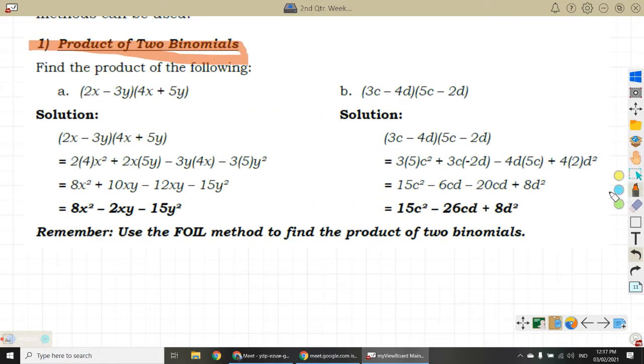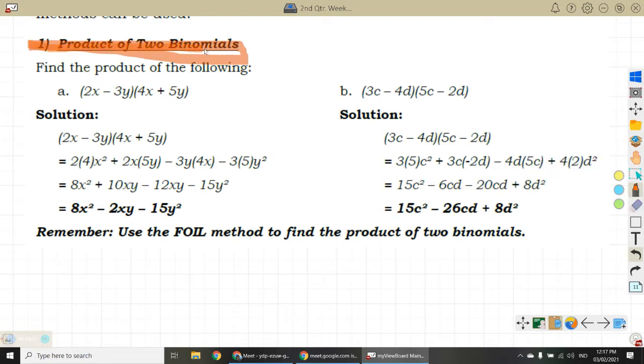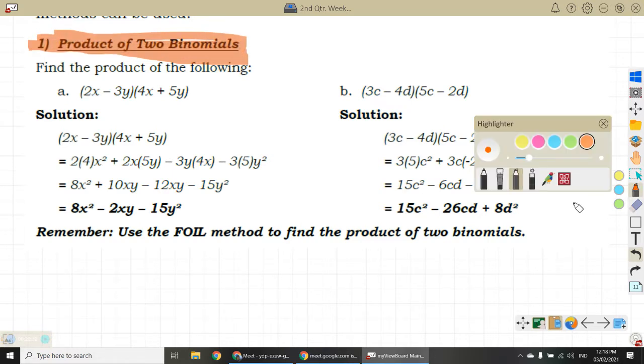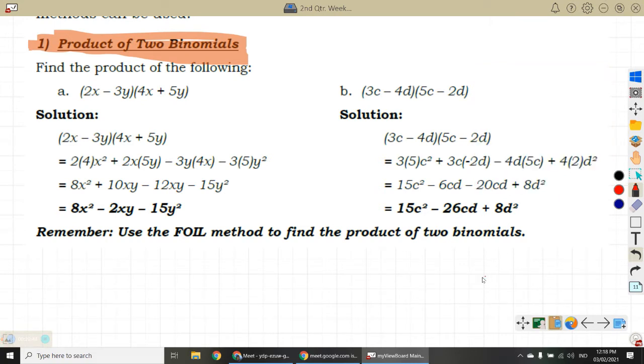What is the product of two binomials? We actually have two binomials. What does binomial mean? A binomial means a polynomial with two terms. As you can see, 1, 2, and then 1, 2. So this is the first binomial multiplied to another binomial. As you can see, the numerical coefficients are different.